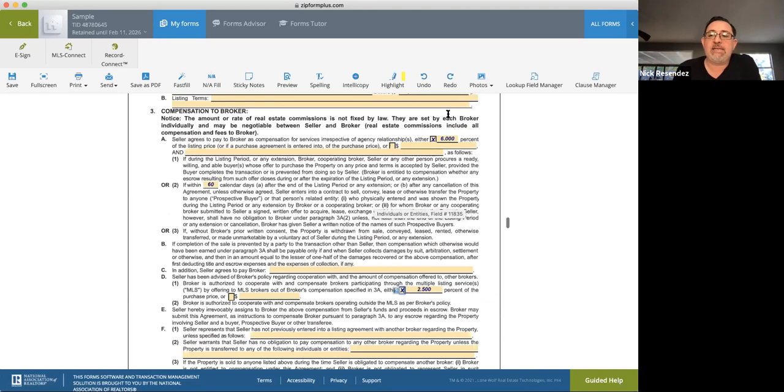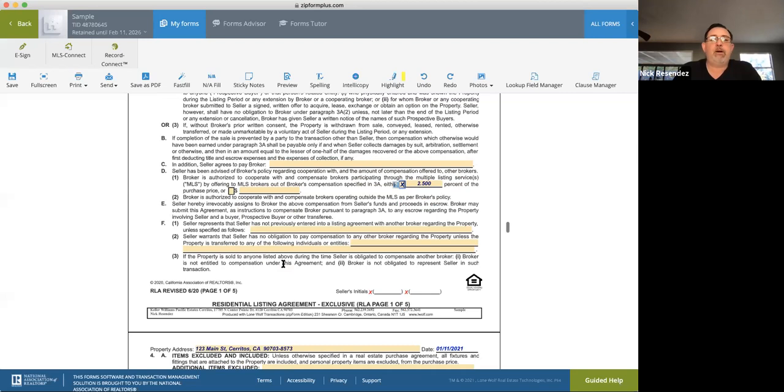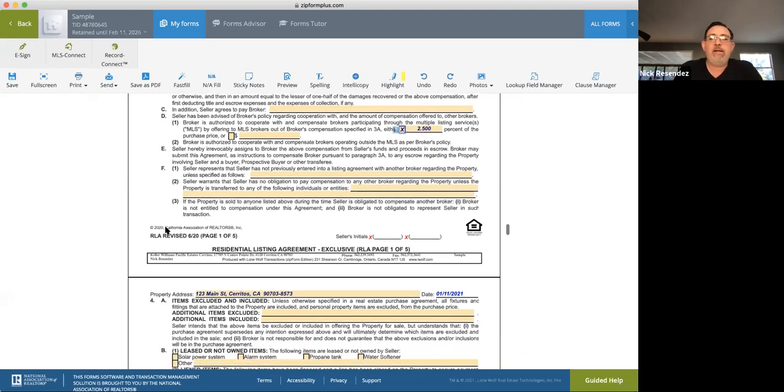Because if I'm taking a 6% listing and I'm not going to split it 50-50, the seller needs to be aware of that, right? And you need to tell them why. All right. Paragraph E just assigns the commission through escrow, so there is no further need for any additional commission agreement. This is it. And then we get to paragraph F.